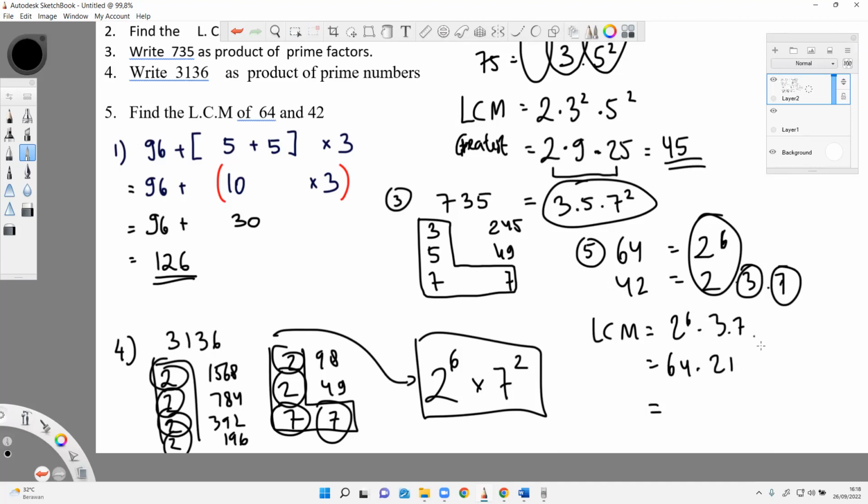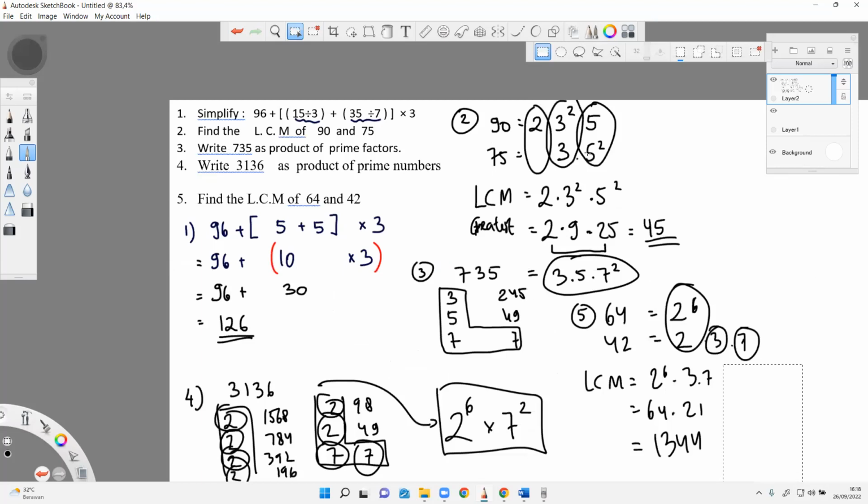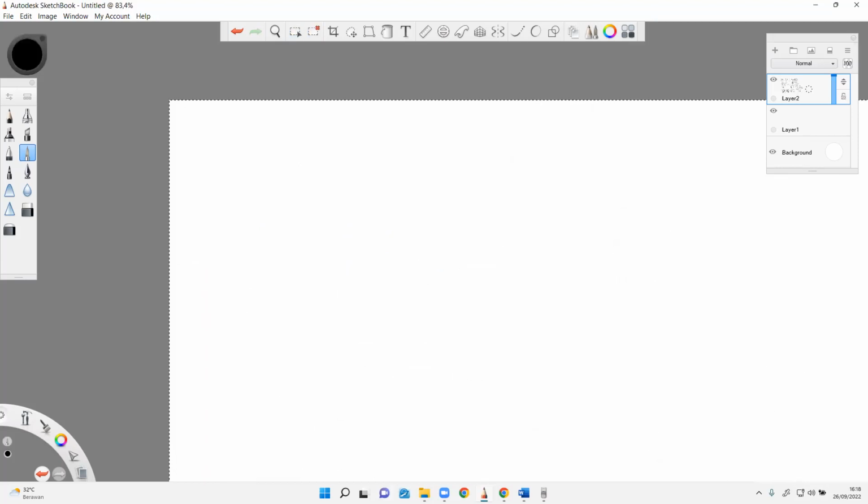If you cannot do it fast, do it slow. Just multiply like this. 1 times 4, 1 times 6, 2 times 4, 2 times 6, 12. 1344. Okay, so I think we don't have enough time if we discuss everything. So I'll send this to you later.